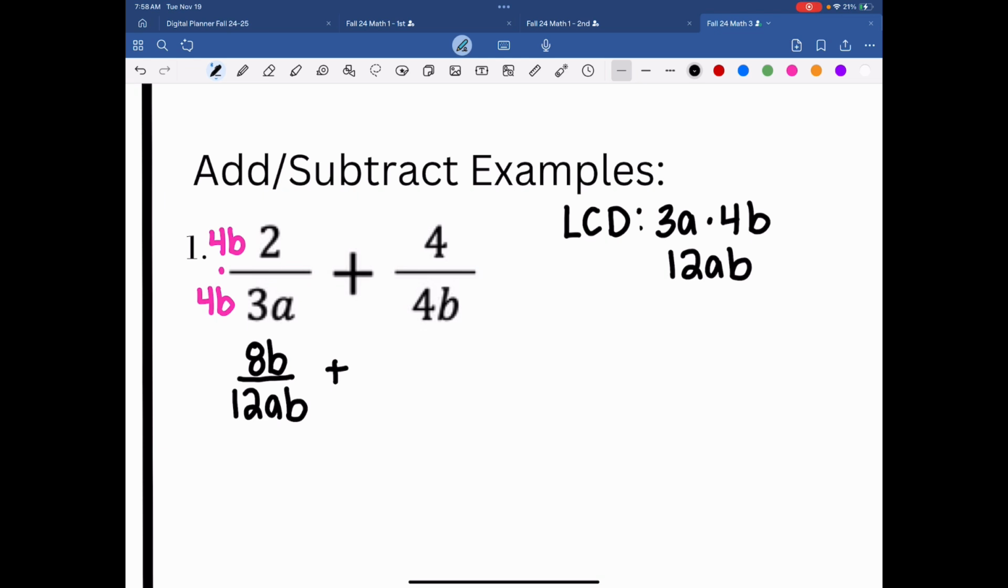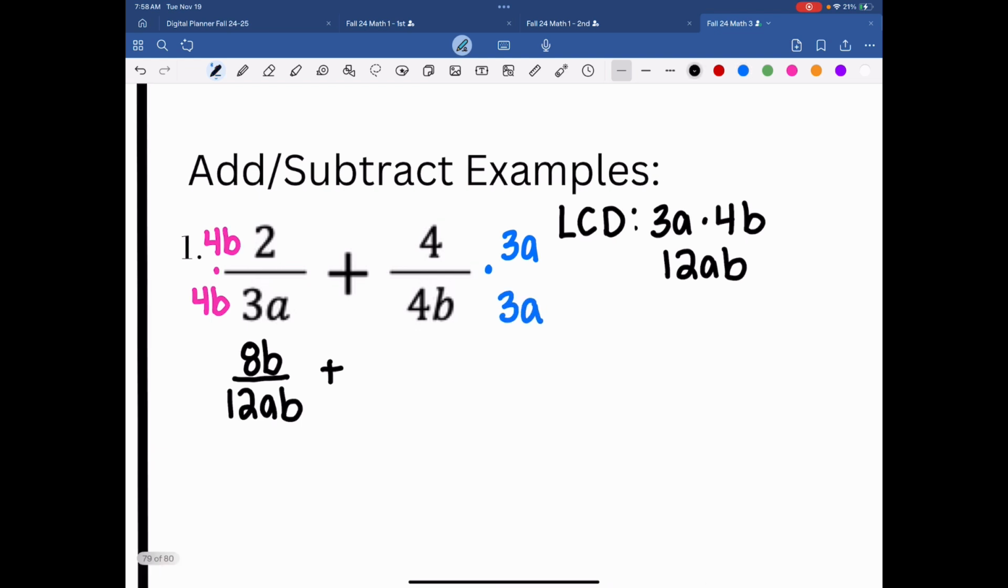Plus, and then on this side, we're going to multiply this side by 3a because that's what this side was missing, the top and the bottom, so that we can make 12ab. Again, when we multiply that together, this is going to give us 12a over 12ab.